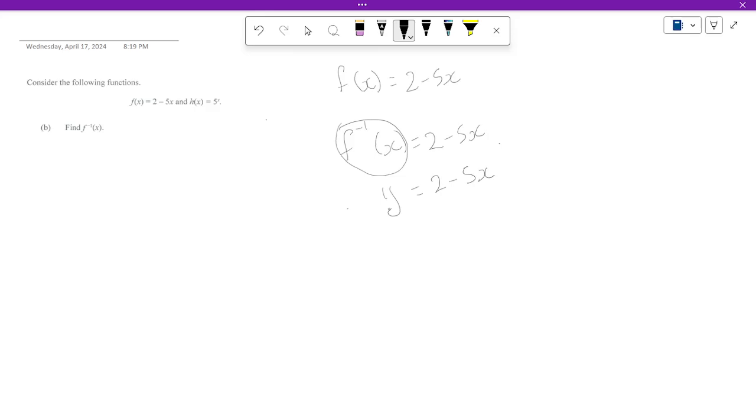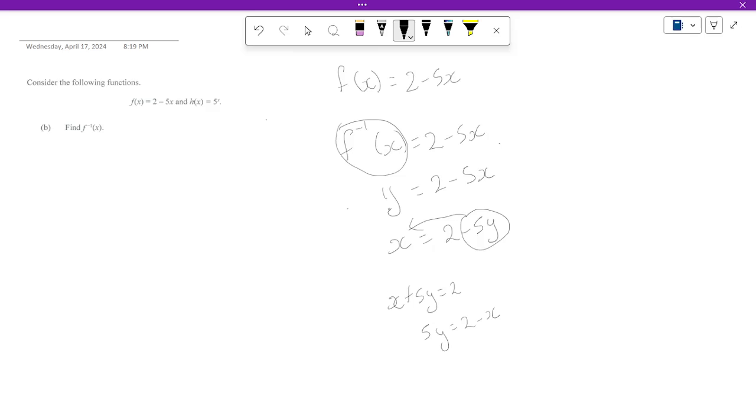Then wherever we see y, we're going to write x. So here we have a y, we're going to put it as x. Where we see x now, we're going to put it as y. So that's going to be 2 minus 5y. In the next step, let's carry this over the equal sign. So we're going to have x plus 5y is equal to 2. So 5y is equal to 2 minus x.